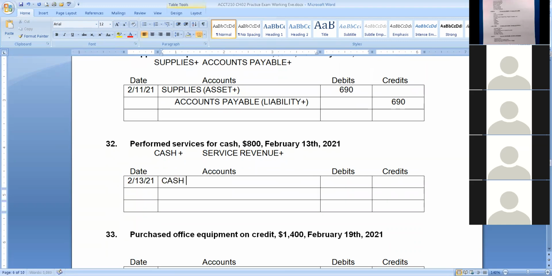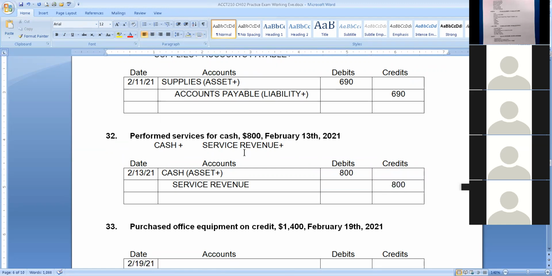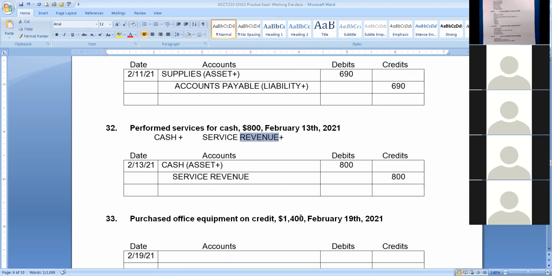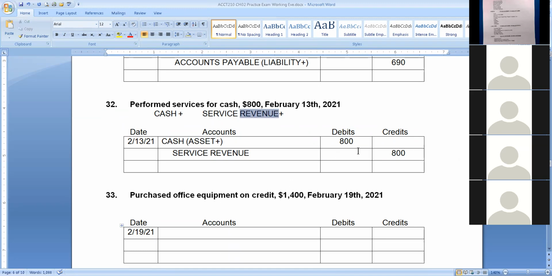Cash, so keep going up. And service revenue. And the nice thing about revenues is that they are always going up and they're always credits. So whenever you run into a revenue, you say yippee, because it's always going to be a credit, and whatever's going to be on the other side is going to be a debit.